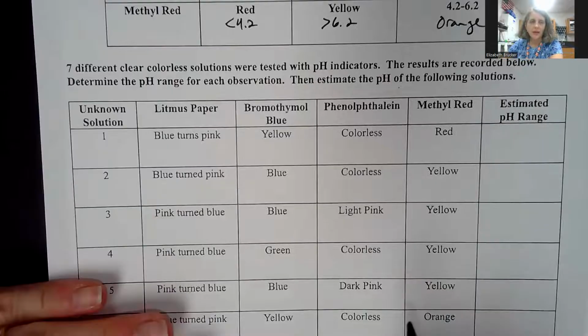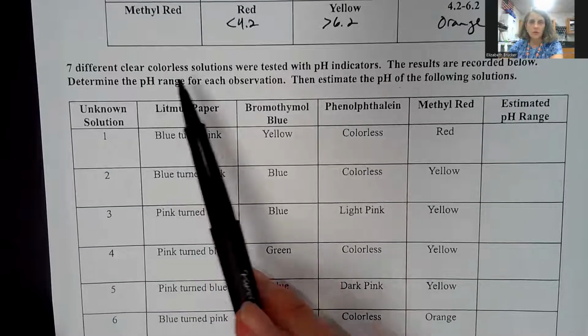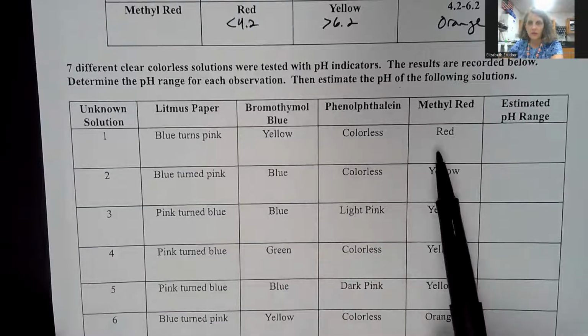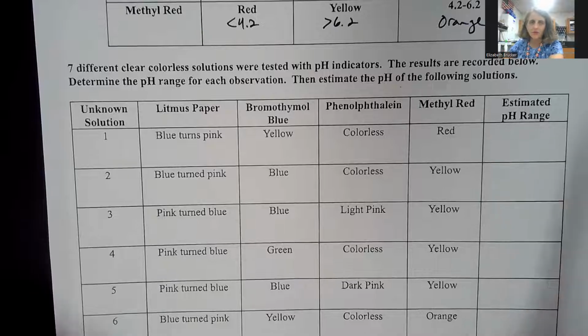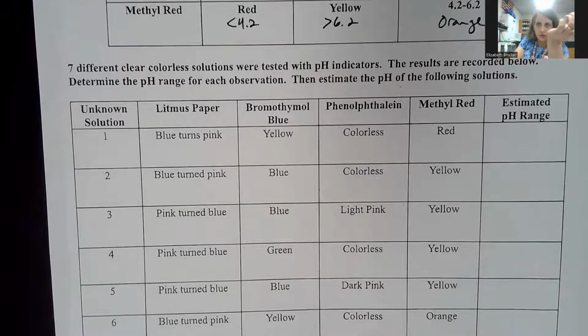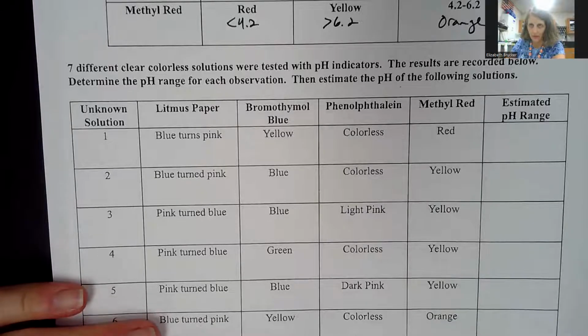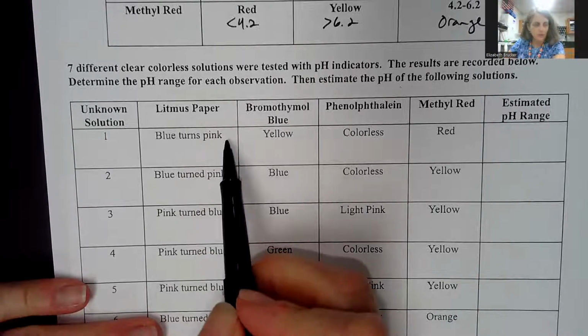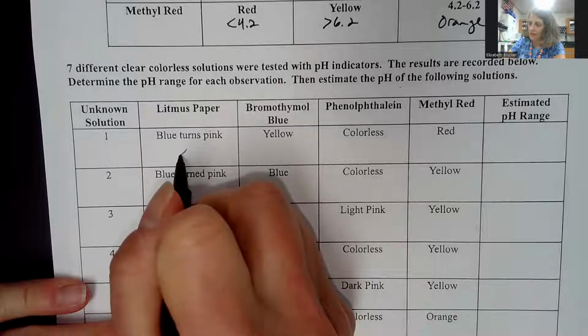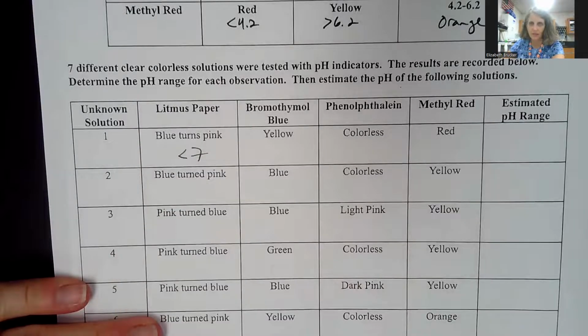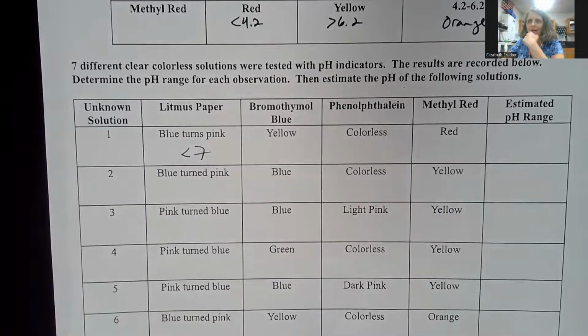Well, you are going to test these 7 unknown solutions with all of these, and you're going to see what colors they are. And you're going to estimate a pH from their colors. So my suggestion is underneath each color, you're going to put essentially what that color is telling you about the pH. So if blue turns pink, I'm going to assume that I am less than 7. Okay, but litmus paper is not going to be the most reliable out of the 4 that you have here.